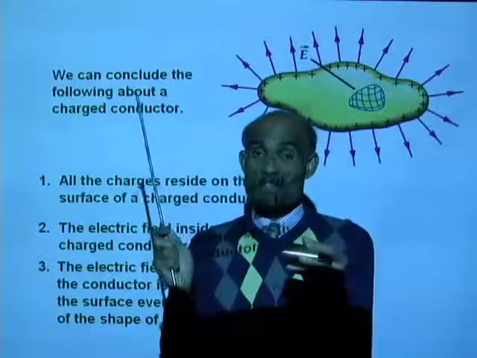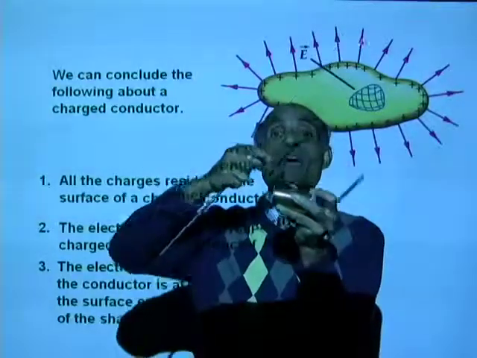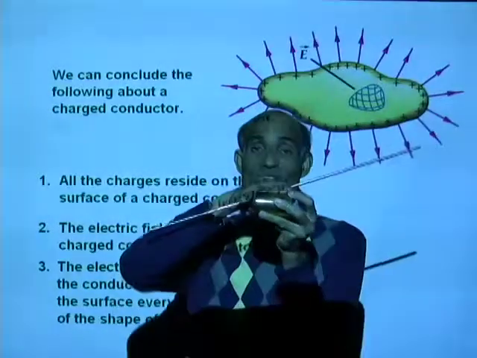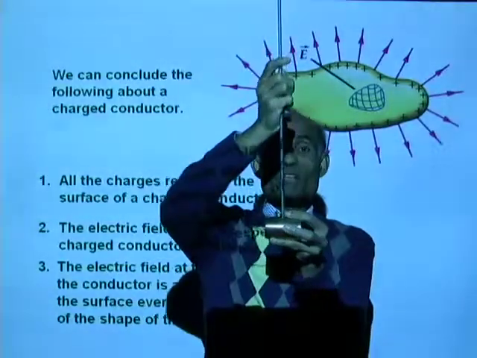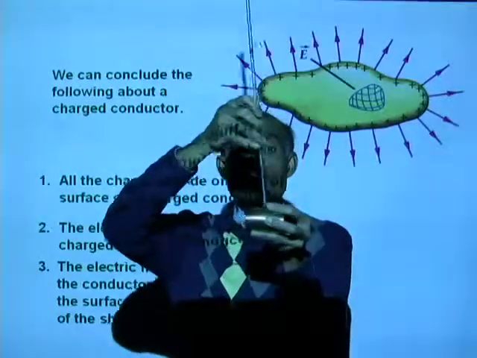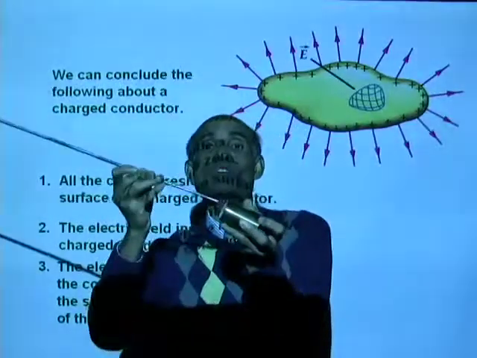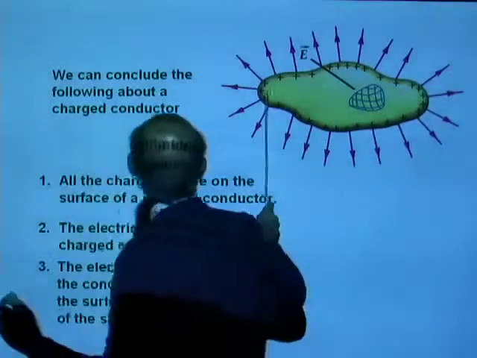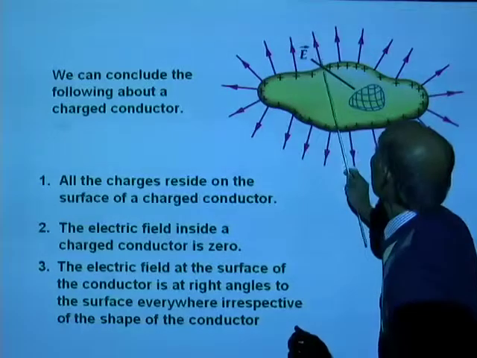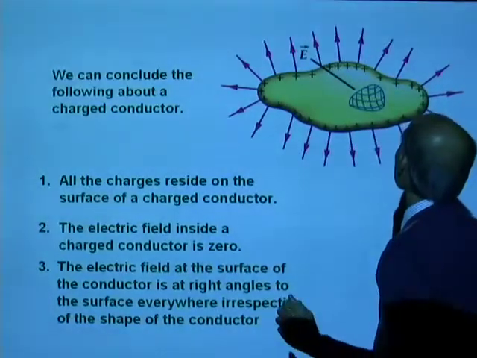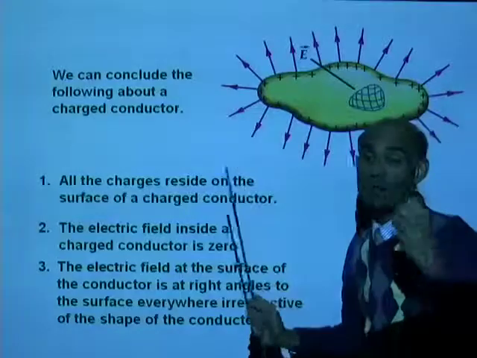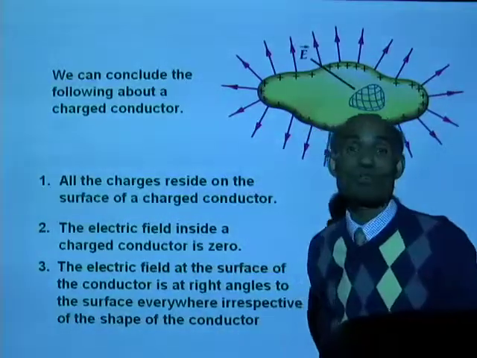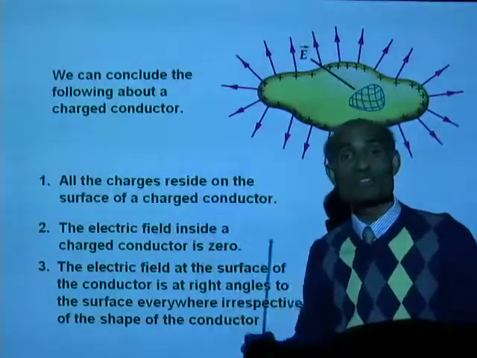Since it doesn't happen, we can conclude that there will be no electric field along the surface of the conductor, which means all the electric field is at right angles everywhere on the surface of the conductor. The electric field at any point on the surface of the conductor will be at right angles, irrespective of the shape of the conductor. So you must be familiar with these properties of a charged conductor.